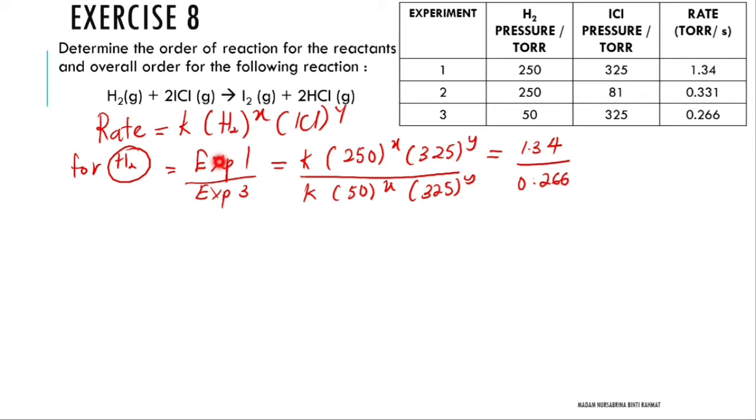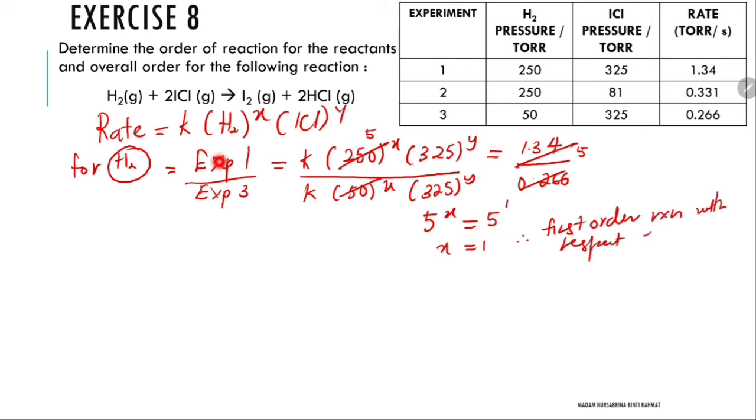So this one becomes 5 and this one becomes 5 as well. So 5 to the power of X equals 5, and 5 equals 5 to the power of 1. So my X equals 1. Therefore, write the statement: first order reaction with respect to H2, because X is for H2.